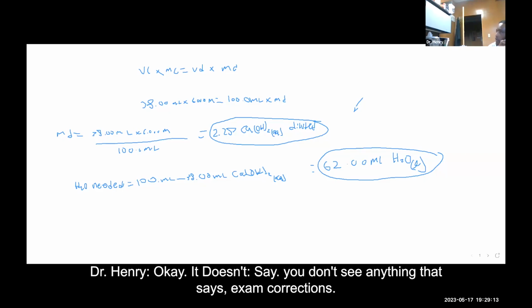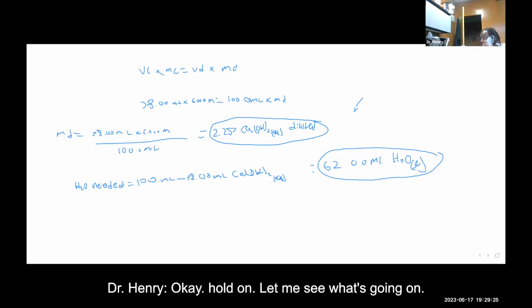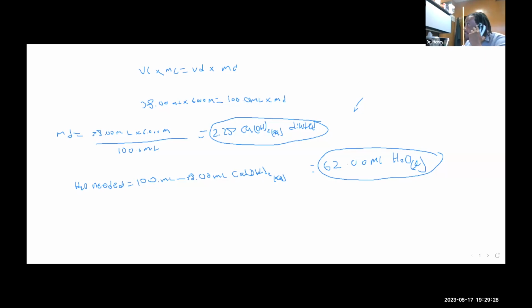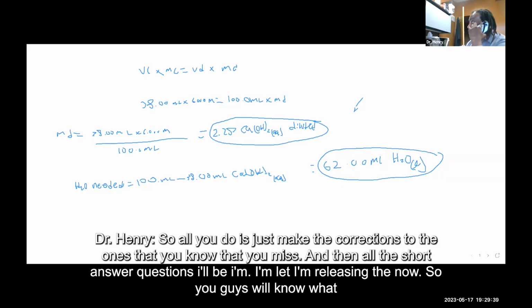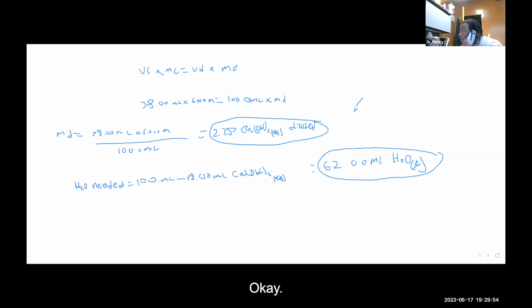Okay, you don't see anything that says exam corrections? Okay, hold on. Let me see what's going on. Okay, so click on that. Yeah, so all you do is just make the corrections to the ones that you know that you missed, and then all the short answer questions, I'm releasing them now so you guys will know what you got wrong on this right now. So I'm doing that as we speak. Also, I'm in the class with your other class. Hold on. Questions.